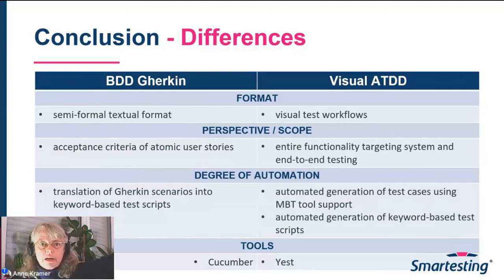You can also do a Visual ATDD and generate Cucumber tests for Cucumber. It's a parameterized function call. That is what I mean by keywords.